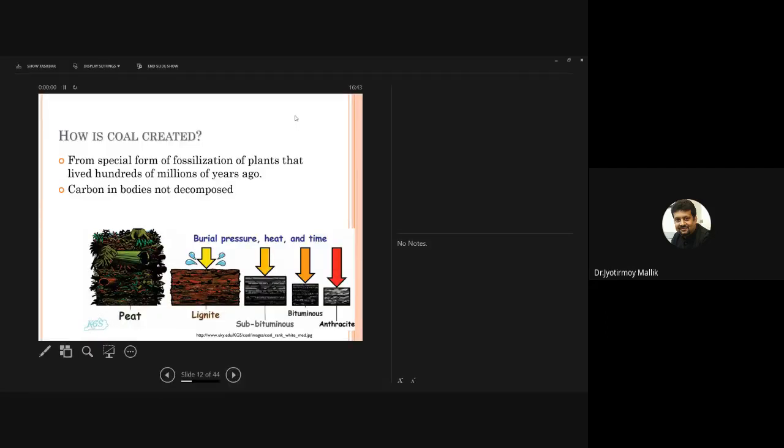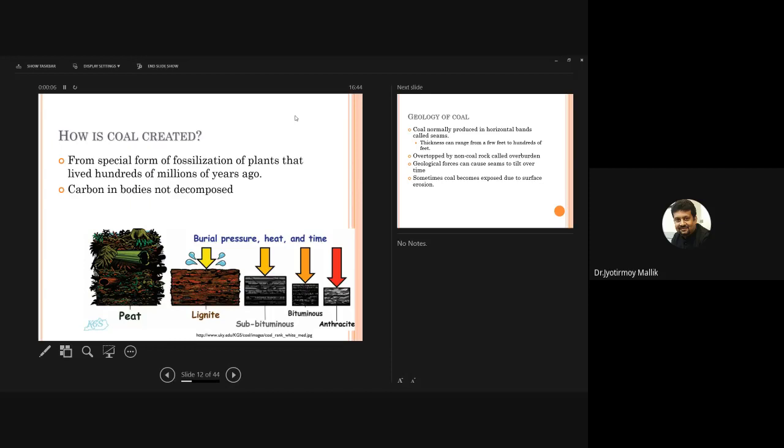So let's now see how coal is created. And I think most of us by now know how coal is created, of course. So, the way fossils are created, coal is created exactly the same way. Okay. So from a special form of fossilization of plants that lived hundreds of millions of years ago.